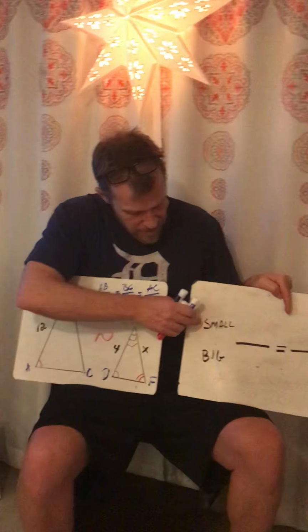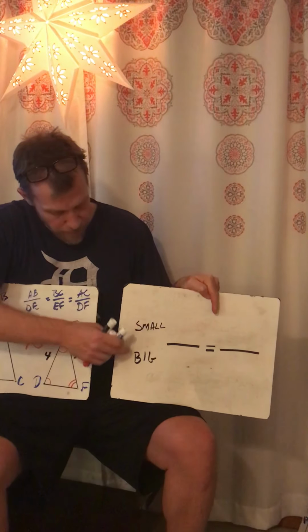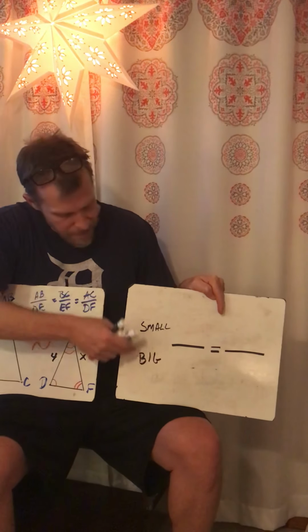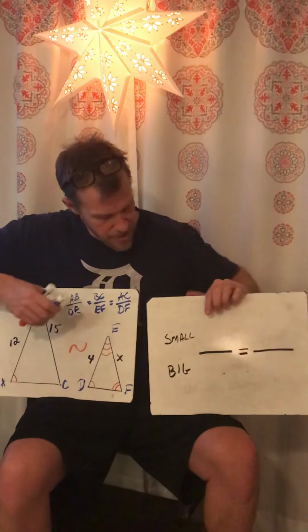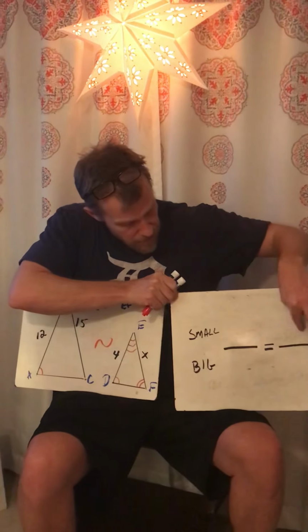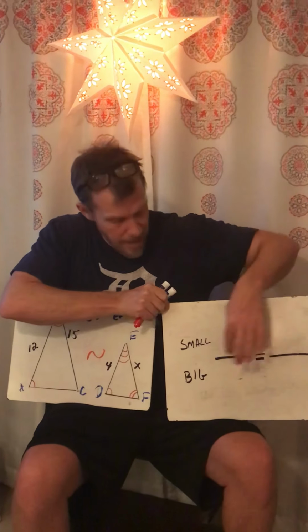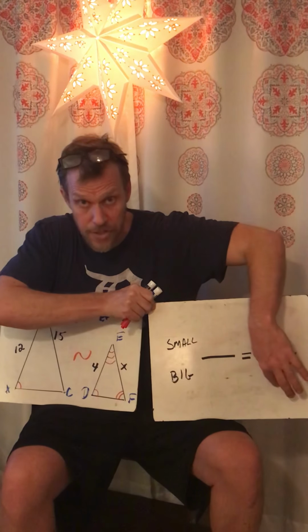I'm calling this the small triangle. That's what small stands for. Big is the big triangle. You could put big on top and small on the bottom. It really doesn't matter where you put the big and the small. The key is that your sides across both better be on the small triangle, and these sides across both better be on the big triangle.